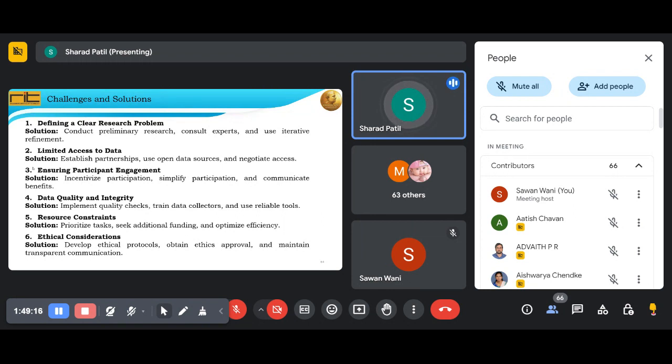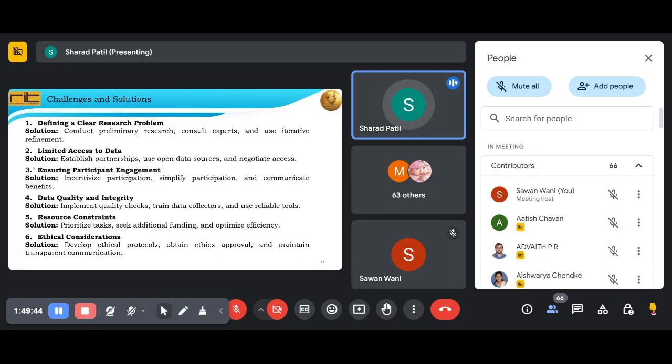Okay, so you have to prioritize this task. Then you can have additional funds to overcome these constraints. You can optimize this, see what resources are there, like that. And lastly, the ethical considerations. So develop the ethical protocols, obtain the ethics approvals, and maintain transparent communications. Like that. So these are the different challenges people come across while doing research design and planning.